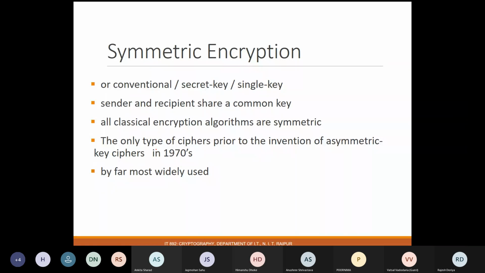Then these are the very primitive things. Our classical encryption techniques are generally the symmetric ones, and the asymmetric key algorithm generally came into the picture in the 1970s. And symmetric keys are the ones which are most widely used.